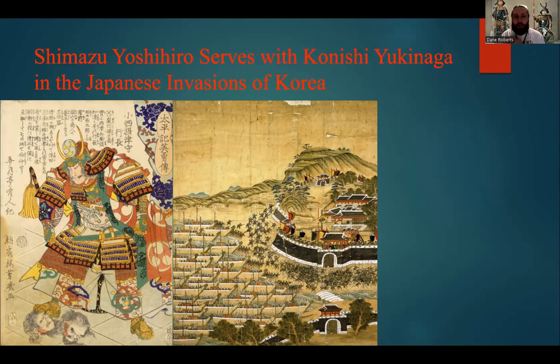In fact, during the Japanese invasions of Korea, Shimazu Yoshihiro, who at this point in time had inherited the leadership of the Shimazu clan from his brother, would become known as the devil or the demon Shimazu, sometimes called the Oni Shimazu, because Onis were a powerful spiritual mythical creature, due to his skill in battle and how fierce he was in battle.